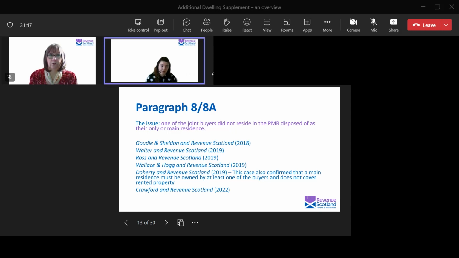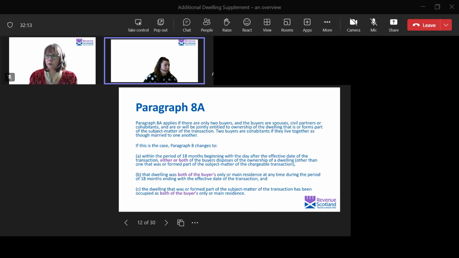But subsequently, 5 months later, Red sells their PMR, and they now wish to claim a repayment of the ADS. Now, as I said previously, Section 48 applies here. So each of the joint buyers need to have been able to meet the repayment conditions. And yes, Red has sold a property, but Green hasn't. Green can't meet the repayment criteria. And this is where you have issues arising. I'm just going to go back a slide.